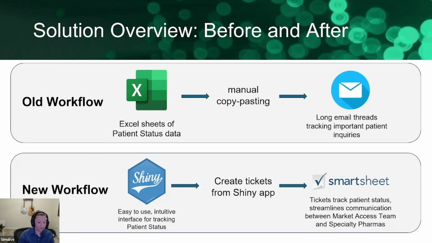And created this intuitive interface for tracking patient status. And not only that, but we integrated with something called Smartsheet, and I'll talk more about that in a minute, but that's a way to basically create tickets for each patient. So you can create these tickets from the Shiny app, and they sync directly with Smartsheet, which tracks all the patient issues. It streamlines communication between the market access team and these specialty pharmas because they're constantly working together to make sure that patients are getting their medication in a timely manner.